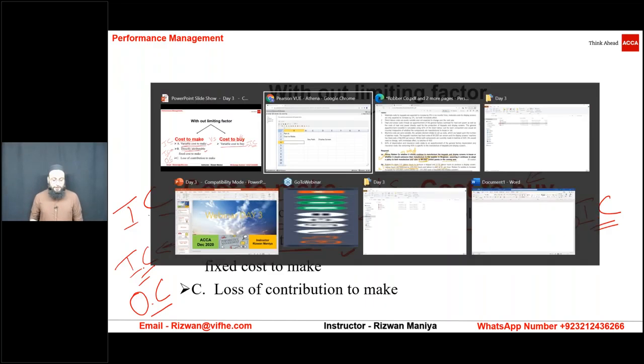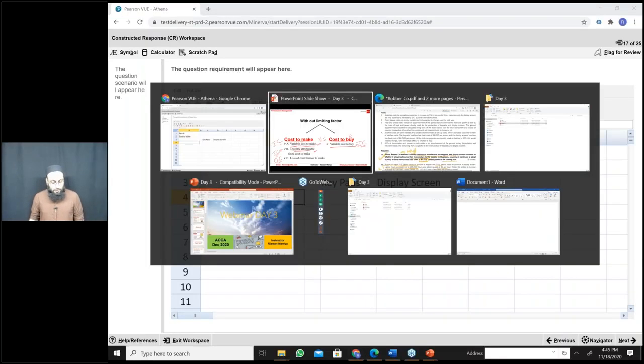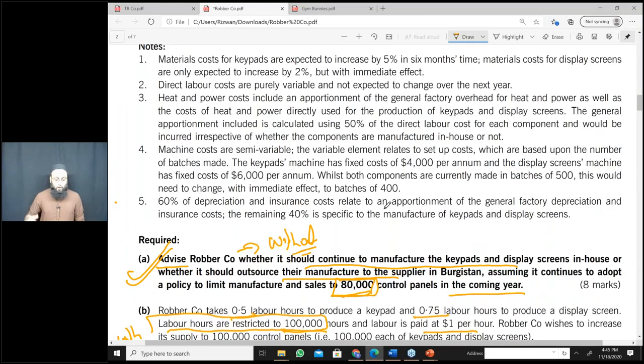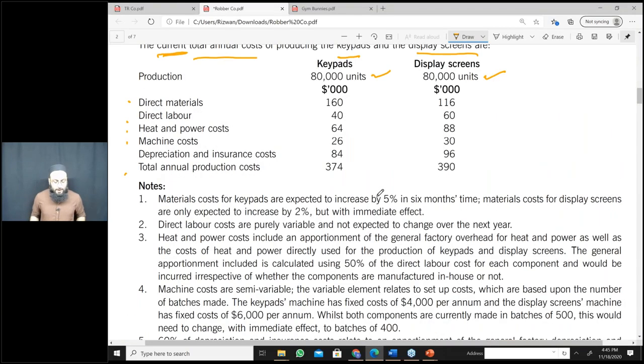So going back to the question, now you tell me quickly, is direct material a variable cost? Let me see what answers you are giving here. Yes, it's a variable cost. Is direct labor a variable cost? Yeah, it is a variable cost. So let's start with these two first. Material costs for keypads are expected to increase by 5% in 6 months' time.